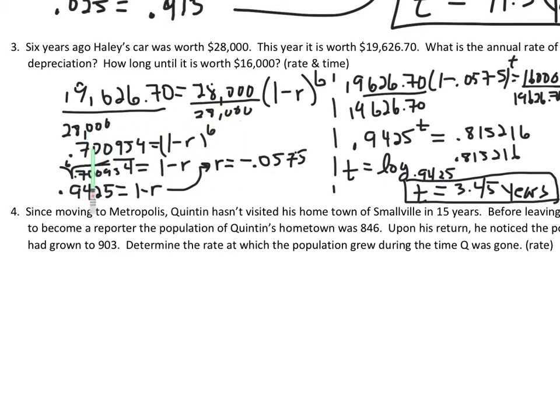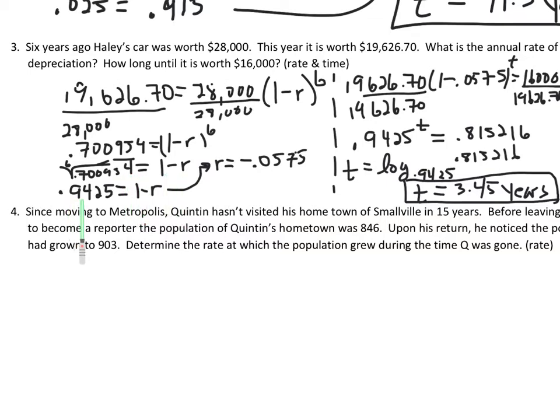We get 0.70954 equals 1 minus r to the 6th power. Now, to get rid of this 6th power, we need to take the 6th root. So I take the 6th root of both sides, and I get the 6th root of 0.70954 equals 1 minus r.